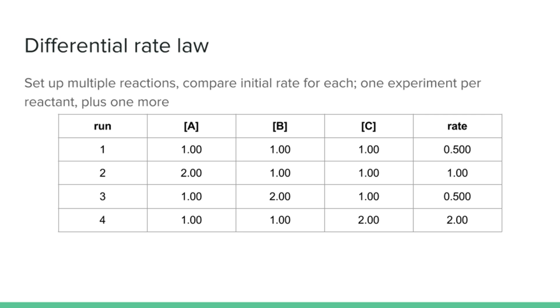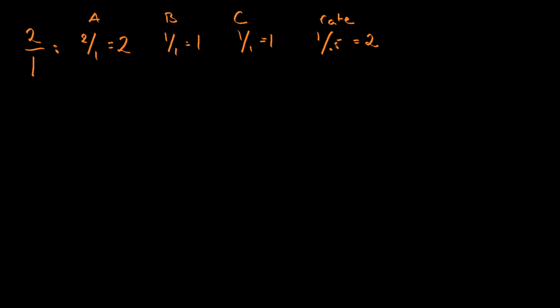So first we compare run 2 to run 1. That's what I have over here on the left, 2 over 1. Just means run 2 over run 1. And then we have each of our reactants, A, B, and C. A is 2 over 1. That means, in run 2, it's 2 molar versus 1 molar in run 1. B is 1 over 1. C is 1 over 1. And the rate, of course, the new rate, the rate in run 2 is 1 molar per second. The rate in run 1 was 0.5 molar per second.